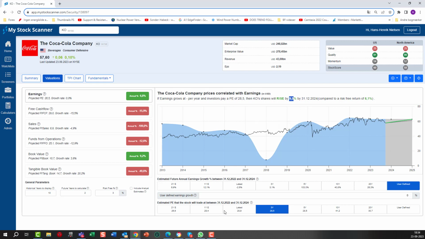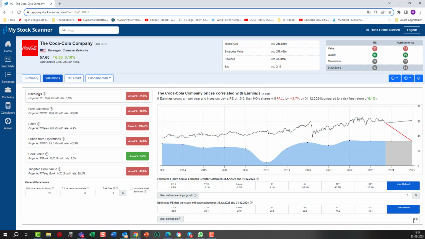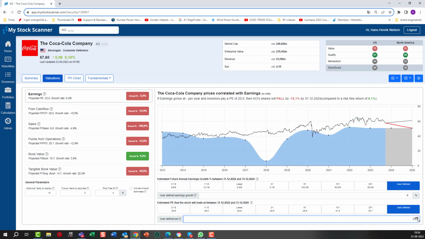Now, what if the PE goes down further? We can try and put in a 26 as we did before. That would be almost a break even. If it dropped to 23, that is lower than any numbers the last 30 years here, then Coca-Cola would drop 12%, but that is not a massive drop, and that is without any growth, and it is with a lower PE than have been seen for ages.